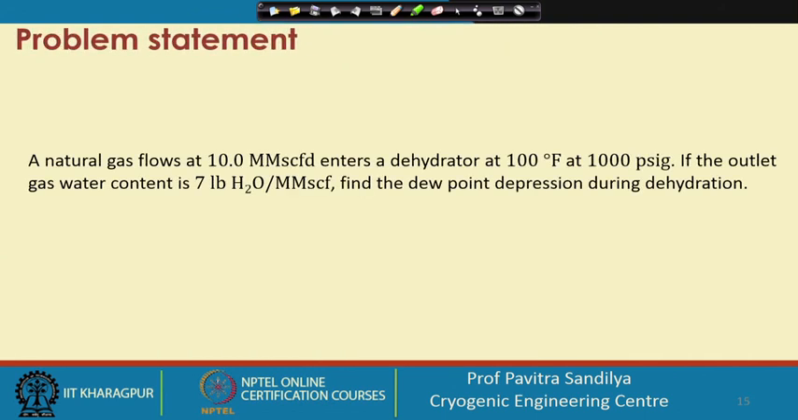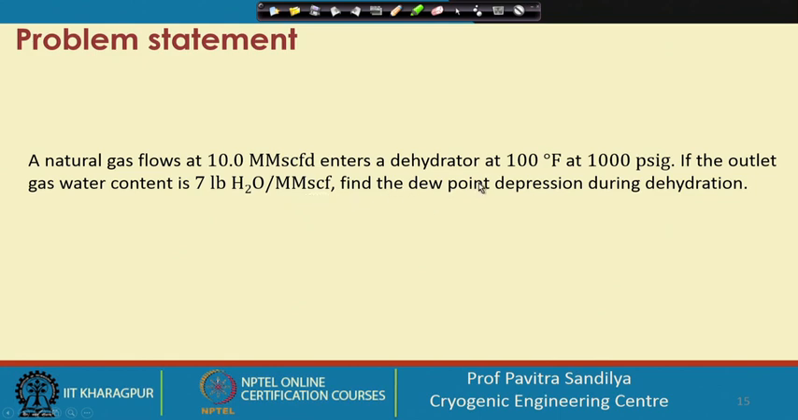In this problem we are going to find out the dew point depression due to the change in the water content of the natural gas. So the problem is like this: we have a natural gas which flows at this particular flow rate through a dehydrator at 1000 psig pressure and at 100 degrees Fahrenheit, and the outlet water content of the natural gas is given as 7 pounds of water per million standard cubic feet.